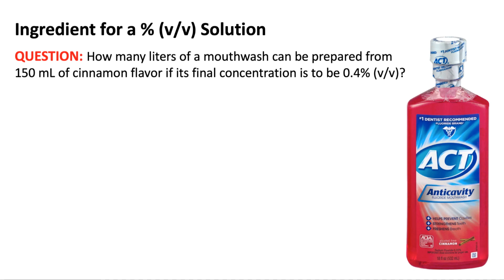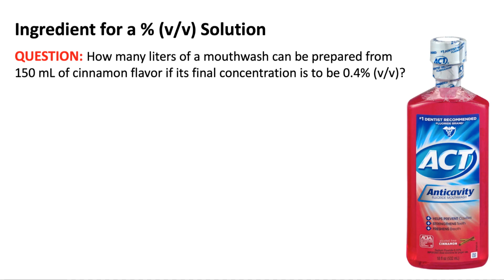And so this is kind of an example. You look over here on this ACT product. This is a mouthwash that's been flavored with some cinnamon. Okay, where did the cinnamon come from? Well, they used this kind of high concentration cinnamon flavoring and then diluted it into this final mouthwash, and that's exactly what we're doing here. But the question is saying, okay, if I'm starting with 150 milliliters of this concentrated cinnamon flavor, how much of this ACT mouthwash, if you will, can I make from that much flavoring if the flavoring has a concentration in the final mouthwash of 0.4% volume per volume?